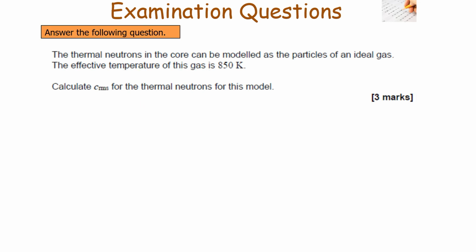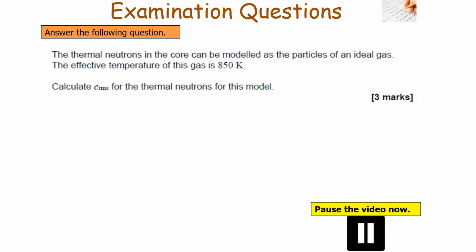Next question. The thermal neutrons in the core can be modelled as particles of an ideal gas. The effective temperature of this gas is 850 Kelvin. Calculate the root mean square speed for the thermal neutrons for this model. So pause this video now, then unpause this video when you want to go through this answer.